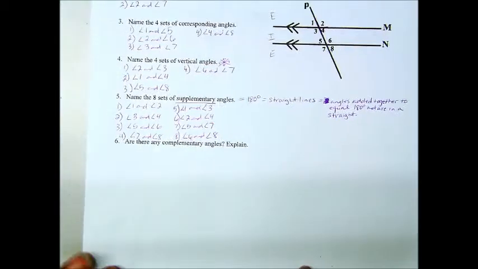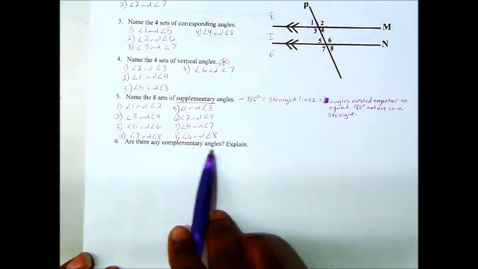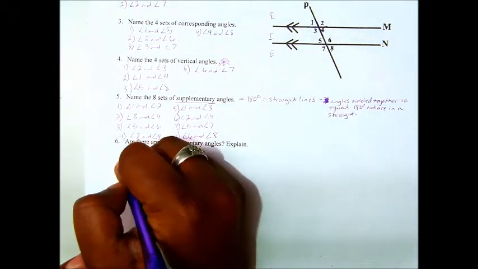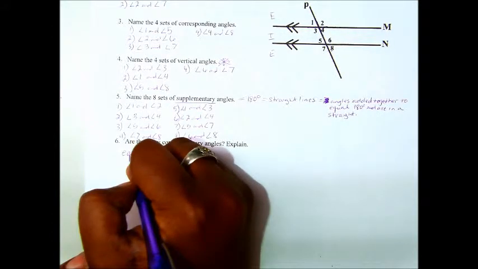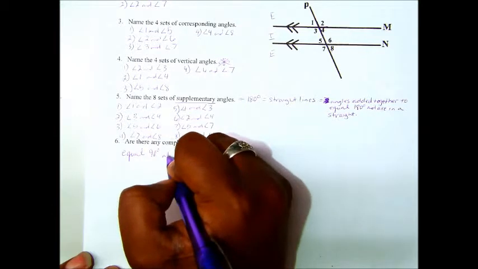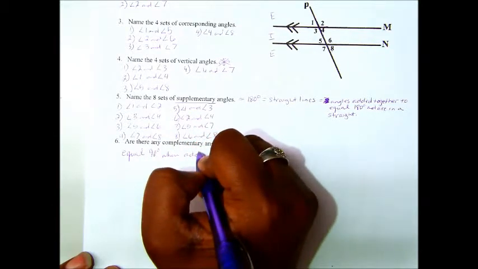6. Are there any complementary angles? Complementary angles, they equal 90 degrees when added together.